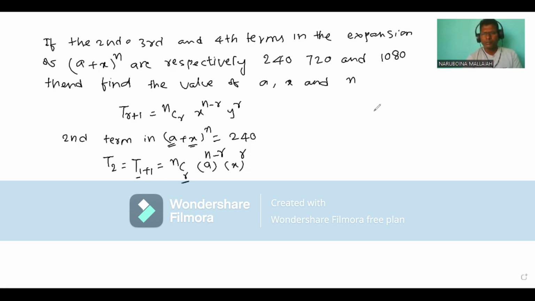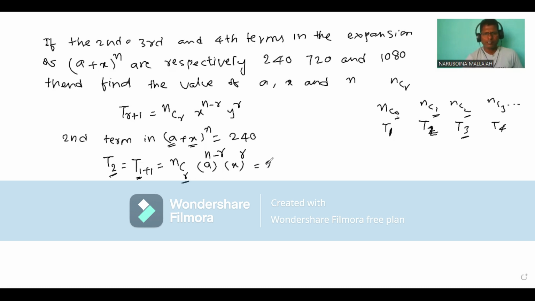Here you know the coefficients nC0, nC1, nC2, nC3. These are the coefficients. This is the first term, this is nC1 the second term, this is the third term, this is the fourth term. When the term is 1, the r value in nCr is 0. When the term is 2, the second term, the r value is 1. For the third term, the r value is 2. Like that, the second term means r value 1. Right? That's why I wrote 1. I hope you understood clearly. Now let us continue this.